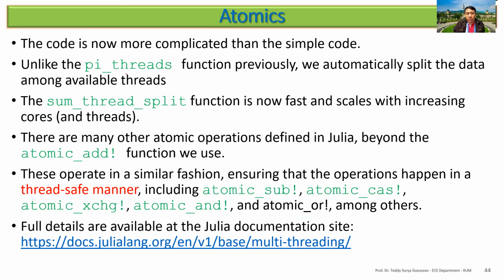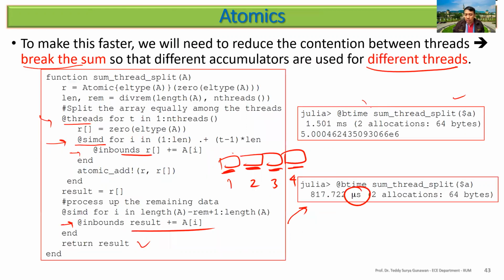Unlike the previous PyThread function, where we automatically split the data using the available threads, the sum thread split is now fast and scales with increasing cores and threads. If I'm using different cores, say 2 cores, I need to put some note here. If I'm using 4 cores here, it scales up.